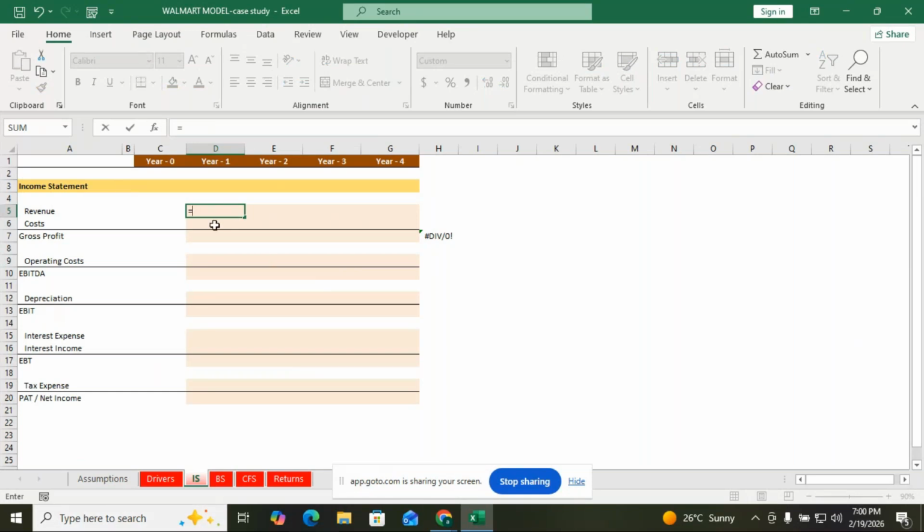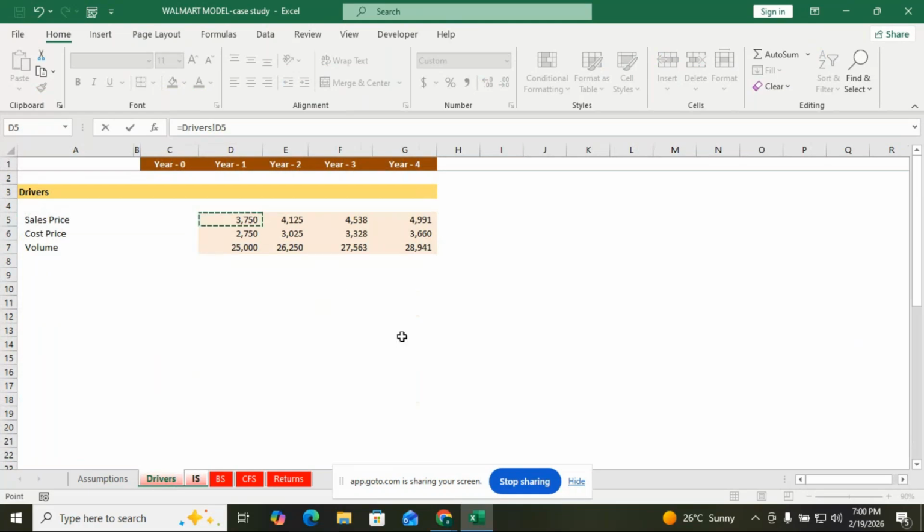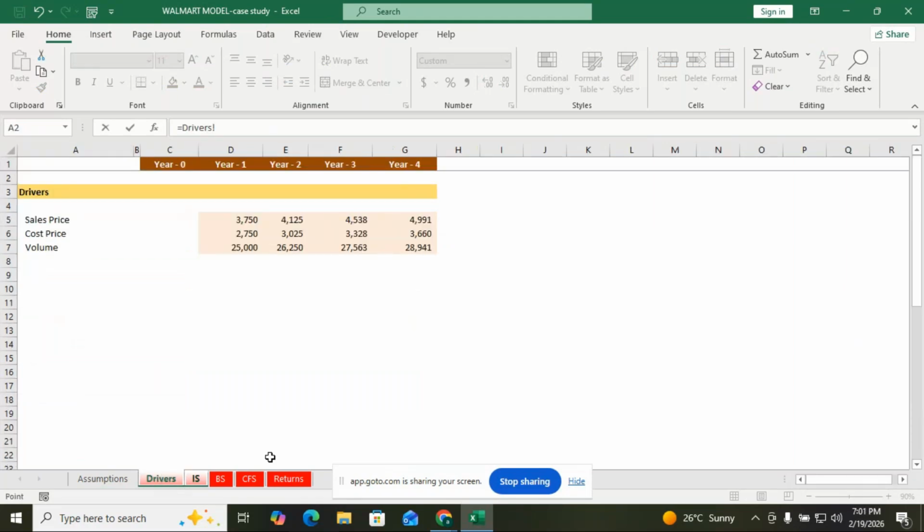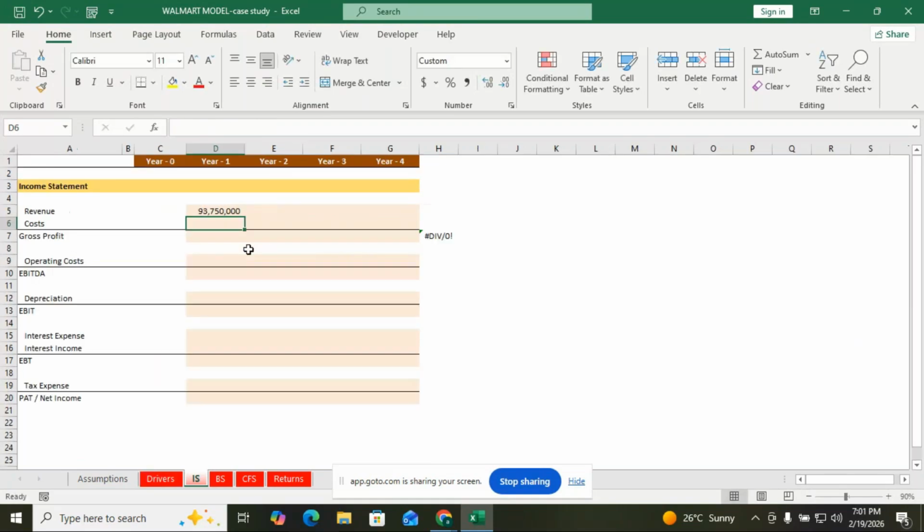Please carefully observe how I'm doing this with the usage of the drivers. Equals to, I'm going to the drivers, selling price into volume, and press enter. I'll repeat again. Please observe. Equals to, go to the driver sheet. How do you put up the revenue? Total sales: selling price per unit into total units sold. So, selling price into volume. So, you get the revenue for the first year.